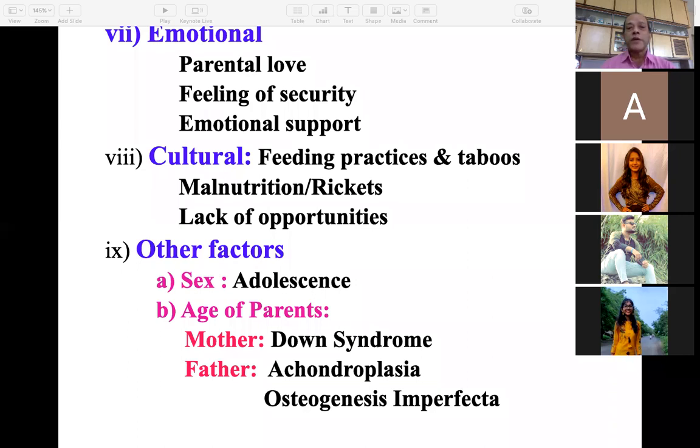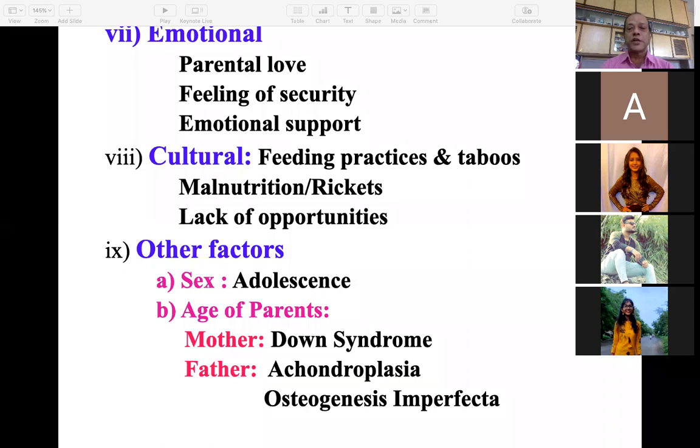A very important factor is parental love, feeling of security and emotional support. Now we are discussing emotional quotient rather than the intelligent quotient. So this emotional development is very important. We'll again discuss it during adolescence where it is very important. Cultural factors like feeding practices and taboos. So this thing should be eaten, this not to be eaten. All this will affect the growth and development of the child. We'll discuss this in the nutrition chapter.